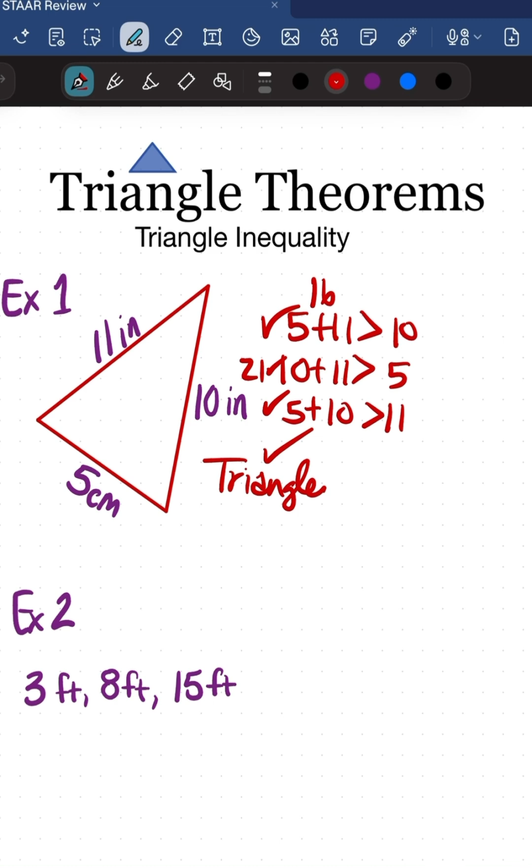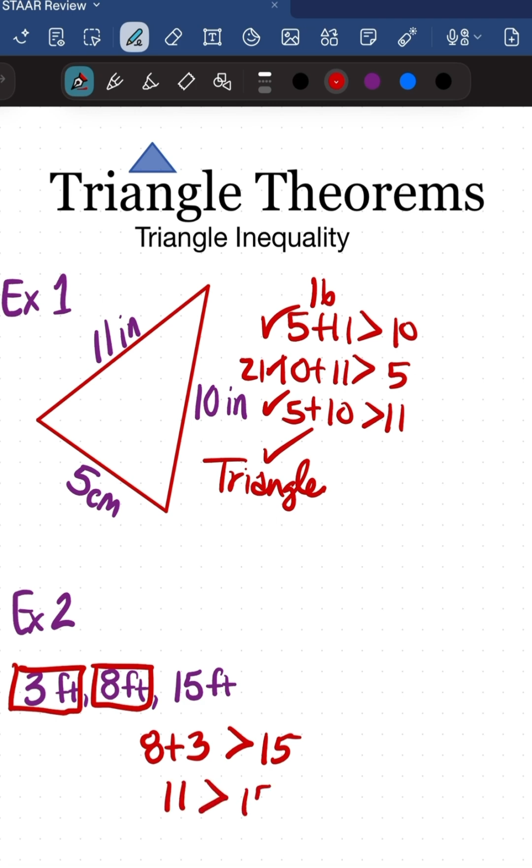Okay, so let's take a minute to look at this one. Again, knowing our theorem, we could take our two smallest. So in this case, this is my smallest, and this is my smallest. We would just simply say 8 plus 3 has to be greater than 15. Instead of setting up each theorem, we could just do this one. So 8 plus 3 gives me 11. Is 11 greater than 15? No. So in this case, no, it is not a triangle. I hope this helps.